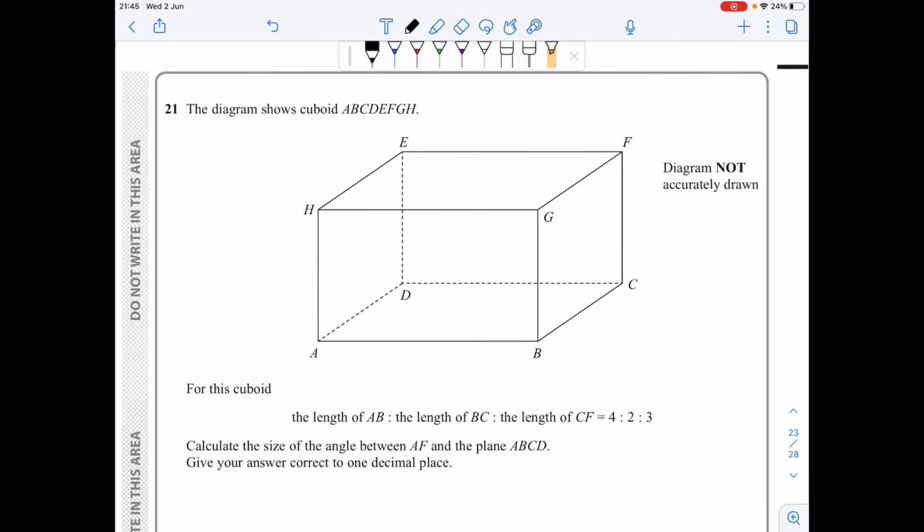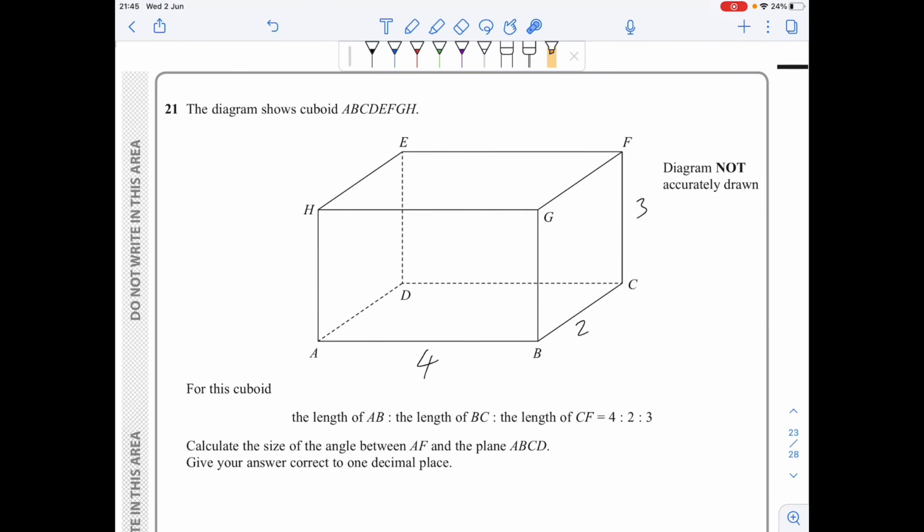In question 21, I'm given that the ratio of the lengths AB to BC to CF is 4 to 2 to 3. Let's write this down: 4, 2, and 3. I need to work out the size of the angle between AF, which is this diagonal, and the plane ABCD, which is the base of the cuboid.